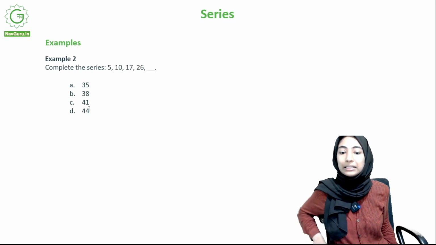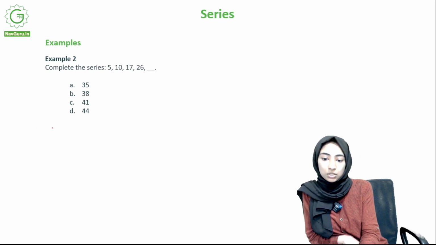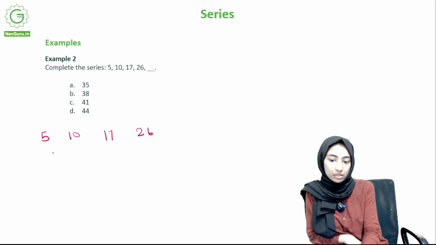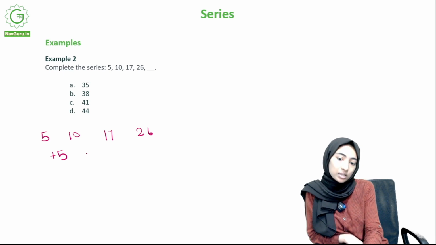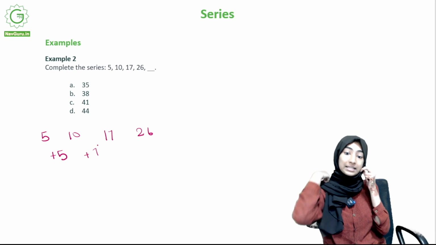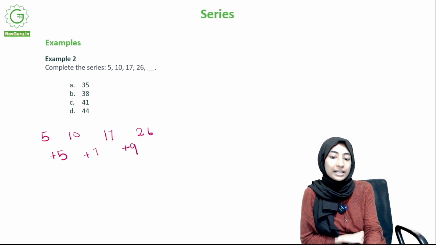Example 2. Complete the series 5, 10, 17, 26. So you have 5, 10. Between 5 and 10, what is the difference? Plus 5, right? 5 plus 5 is 10. Between 10 and 17, what is the difference? Plus 7, right? 10 plus 7 is 17. Between 17 and 26, what is the difference? Plus 9. 17 plus 9 is 26.